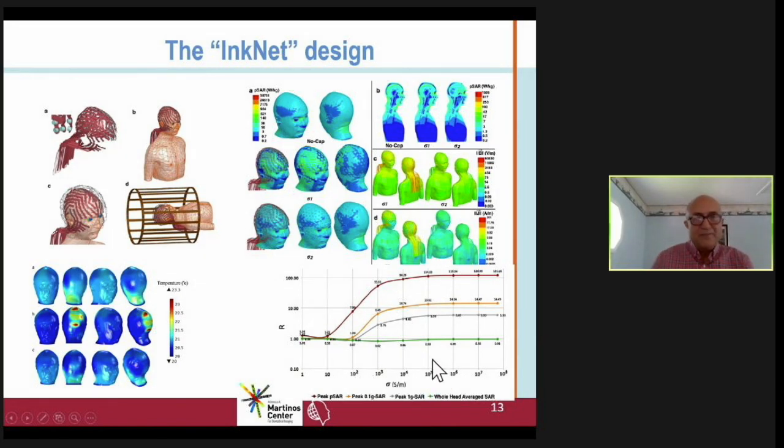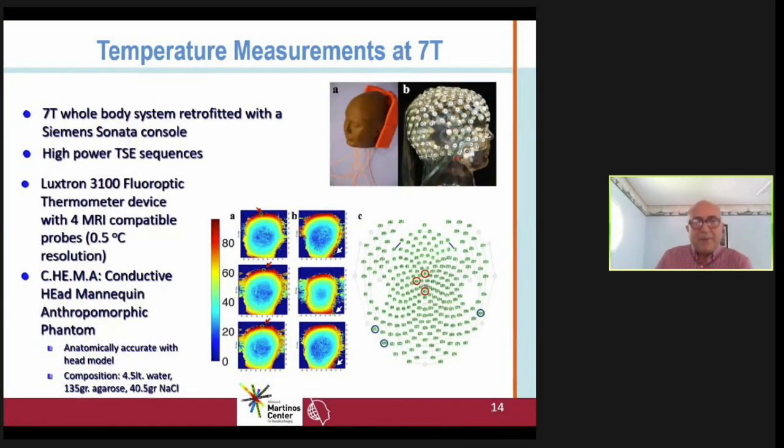So the numerical simulations allowed us to study and predict the peak SAR and the heating with different conductivities of the traces. During manufacturing, we picked a conductivity that is both safe and produces EEG with high quality. And so we tested this at 7 Tesla. The testing was done using a head phantom with the same electric conductivity and permittivity as white matter.